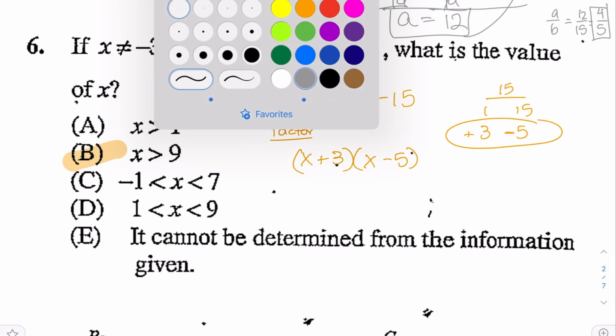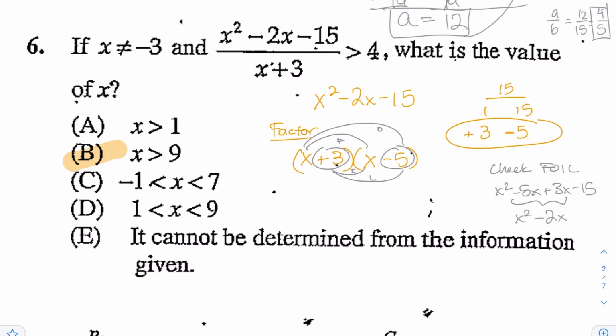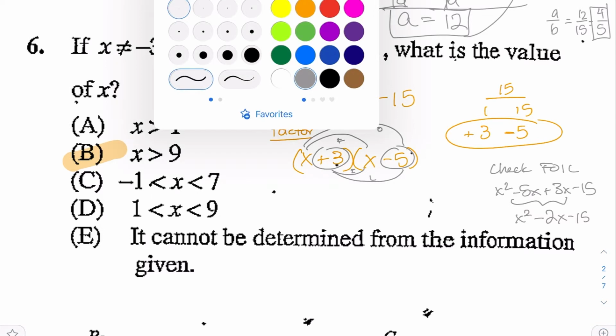Now you can always check your work by FOILing. So just do the distributive property twice. So first, outer, inner, last. And remember the sign goes along with the term. When you FOIL, that would be x squared minus 5x plus 3x minus 15. And the middle two terms would simplify to negative 2x, which is exactly what we originally had. So that tells you that it's correct.